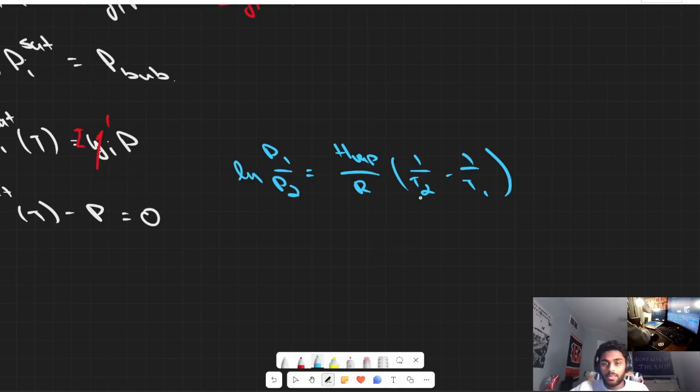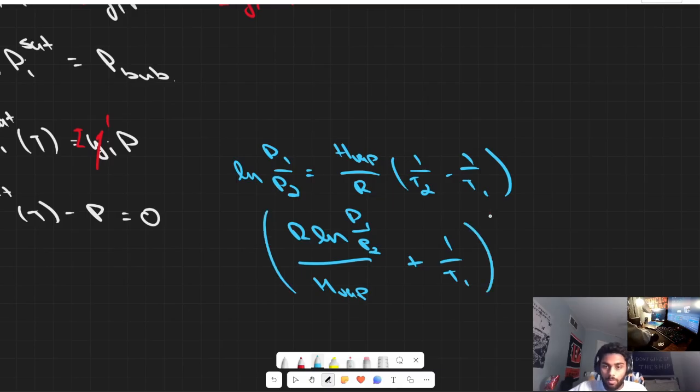So let's just try and get this T2 isolated. So R natural log P1 over P2 divided by our heat of vaporization plus our 1 over T1 all to the minus 1 power is going to be equal to our T2. Did I do that right? I think so. So yeah. This is all stuff that we can use to get to our initial temperature guess.